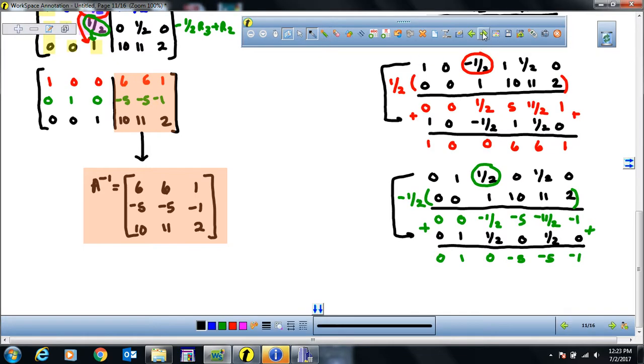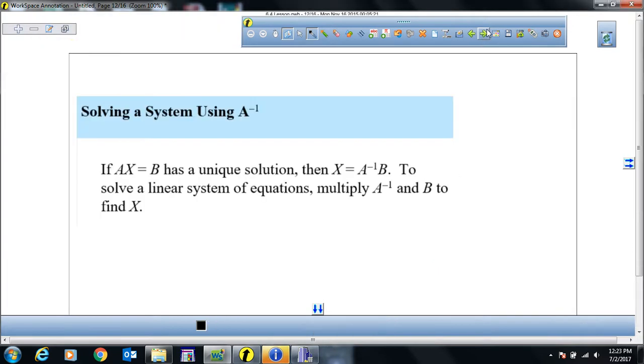Now, I'm going to show you one more thing on this section today. So what we are going to do is, how do we find the solution using an inverse? How do we find the solution to a system of linear equations using the inverse of a matrix? Now it tells me right here, if AX equals B has a unique solution.